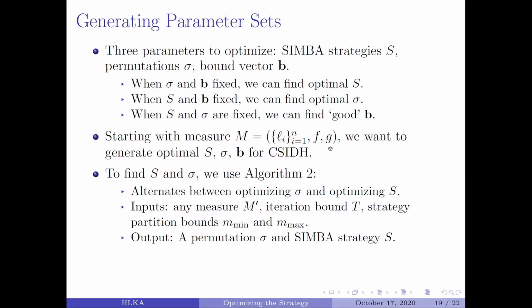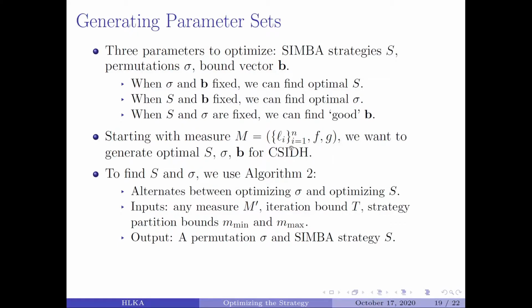What we want to do now is start with a measure and produce a parameter set for CSIDH, consisting of a strategy, a sigma, and a b. The way that we do this is use algorithm 2 in our paper. It takes a measure as an input, and it alternates between optimizing the sigma and optimizing the S using the approaches that I talked about previously. So it outputs a permutation and a SIMBA strategy S. Algorithm 2 will be one ingredient in our optimization pipeline.